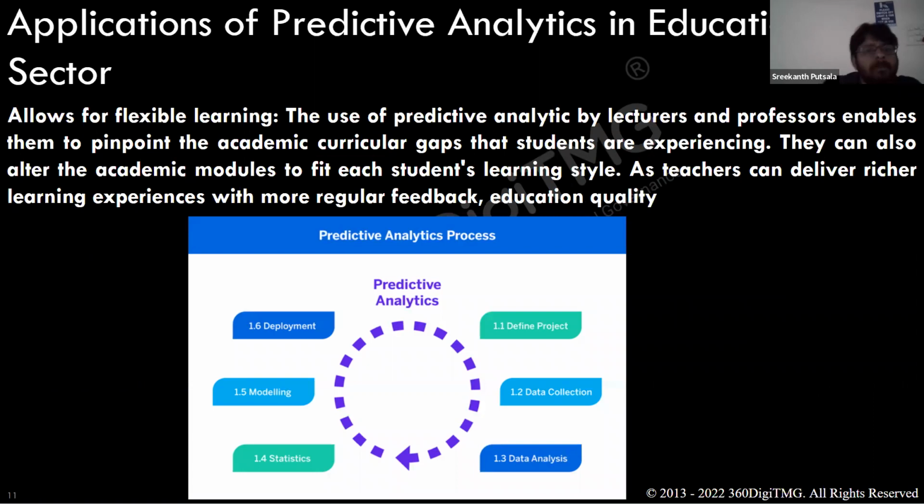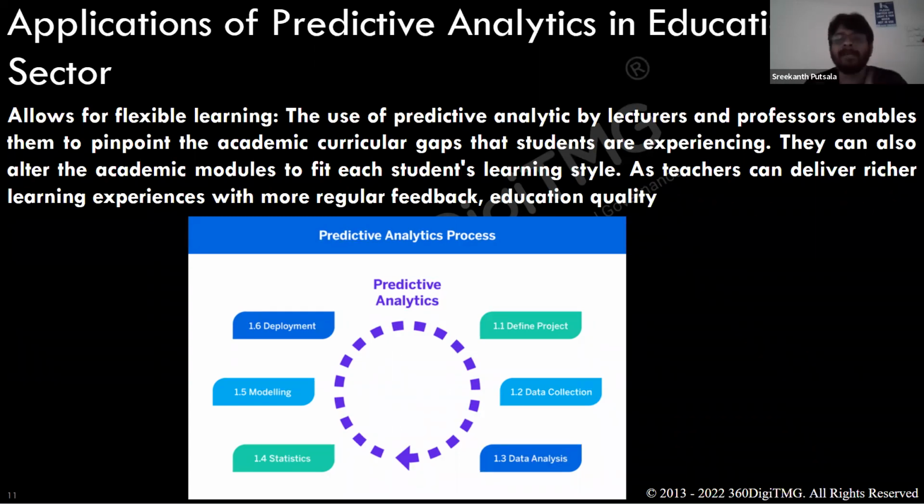Okay, so along with this, when we look into predictive analytics in the education system, it allows for flexible learning. The use of predictive analytics by lecturers and professors enables them to pinpoint academic curriculum gaps. Wherever students are experiencing certain gaps in the curriculum, they can fill those gaps by using this particular learning system, right?